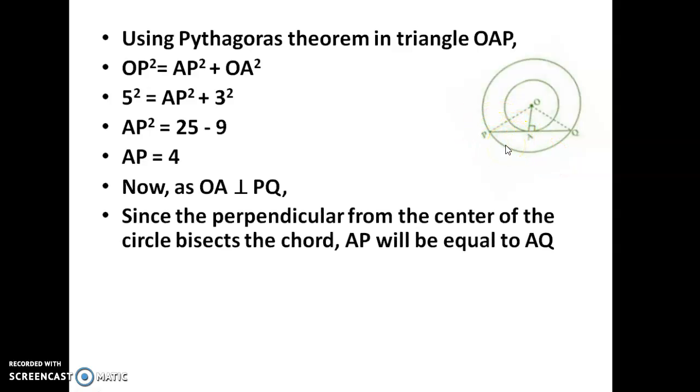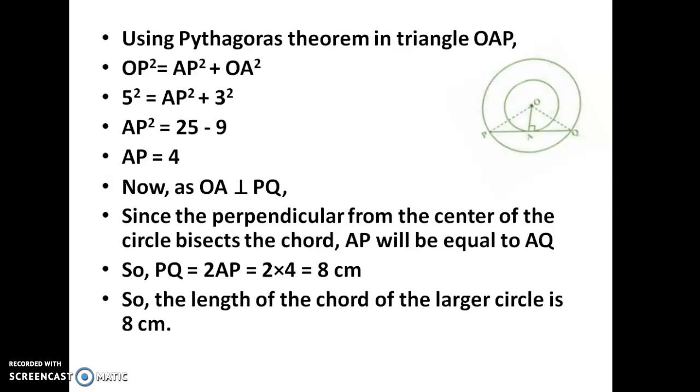Since a perpendicular from the center of the circle bisects the chord, AP will be equal to AQ. Perpendicular from center to the chord will bisect the chord. So we can say PQ equal to 2AP. So 2 into 4 is 8 cm. So the length of the chord of the larger circle is 8 cm.